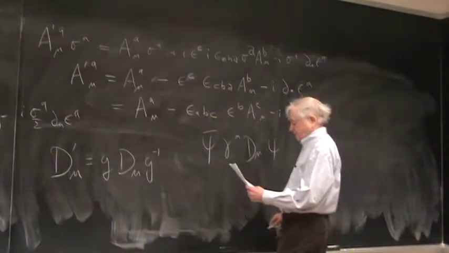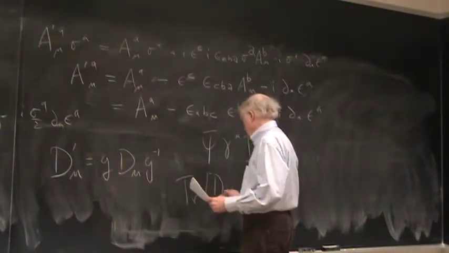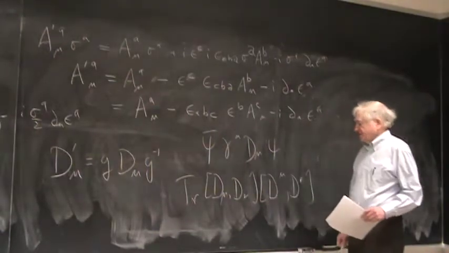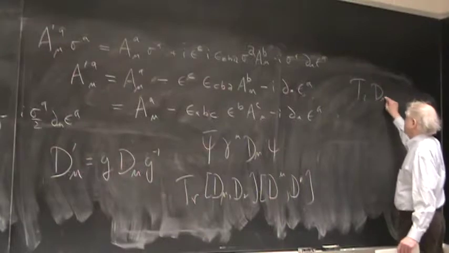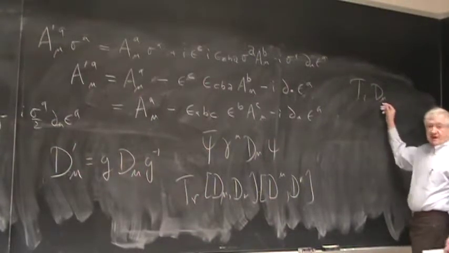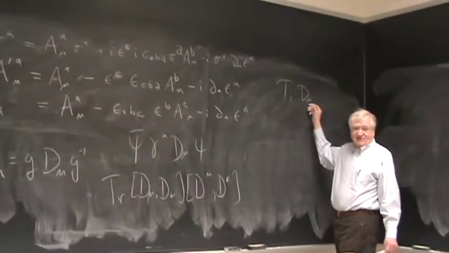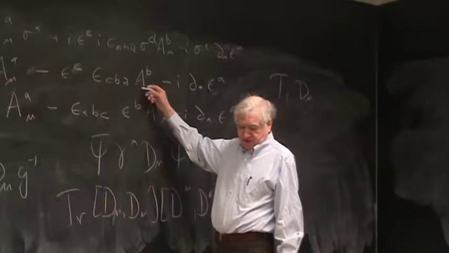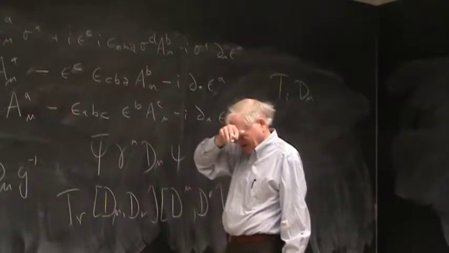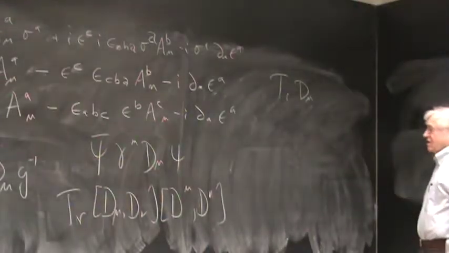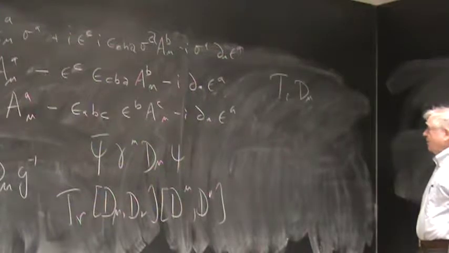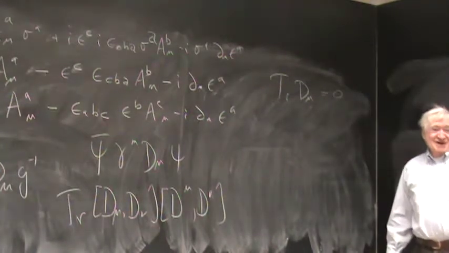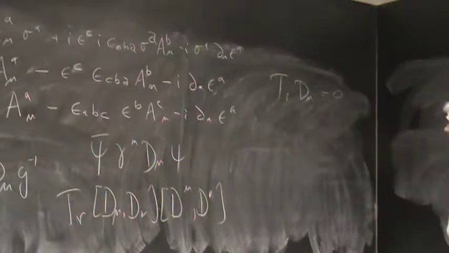Namely psi bar gamma mu D mu psi, this is invariant, but also trace of D mu, D nu, D mu, D nu. Of course, you could say, well, trace of D mu is invariant under the gauge transformation. Well, it is, but it's not Lorentz invariant. In fact, it's effectively zero because for unitary groups, for SUN and SON, groups whose determinants are one, the generators are traceless. And so this would be zero. So I guess it is Lorentz invariant, but if it weren't zero, then it wouldn't be Lorentz invariant.